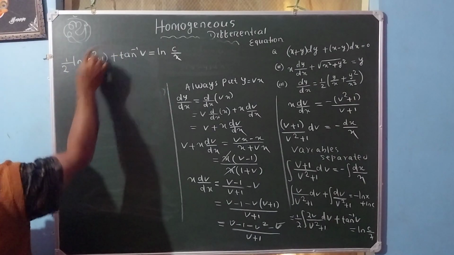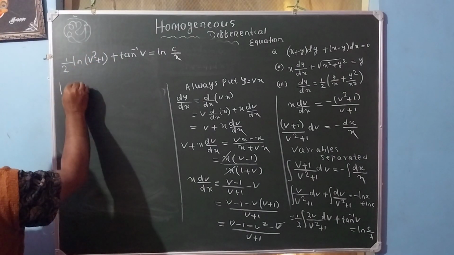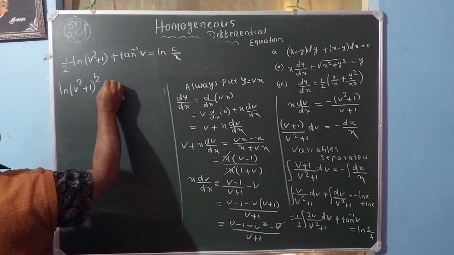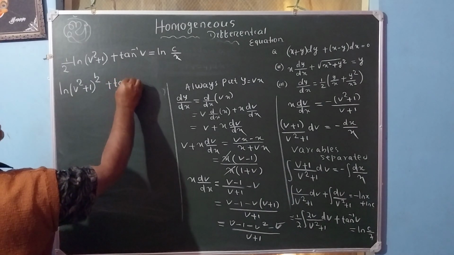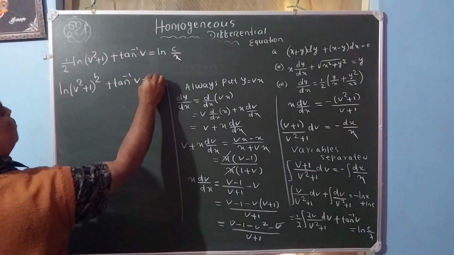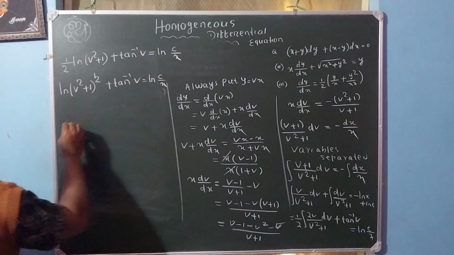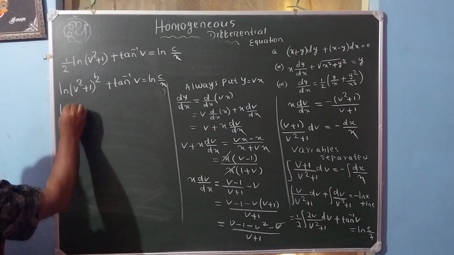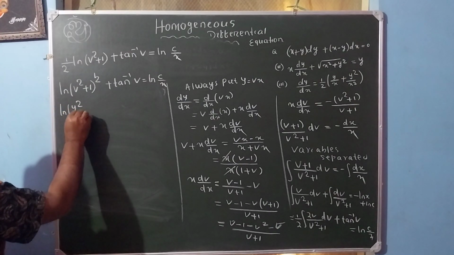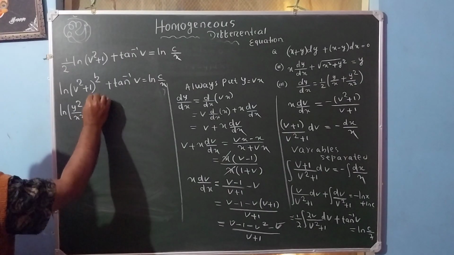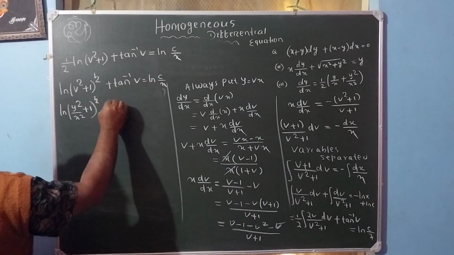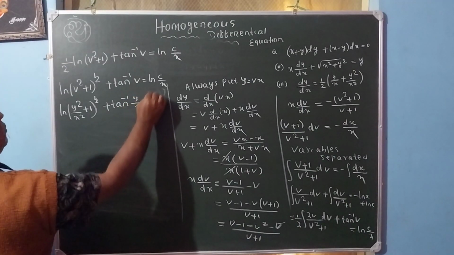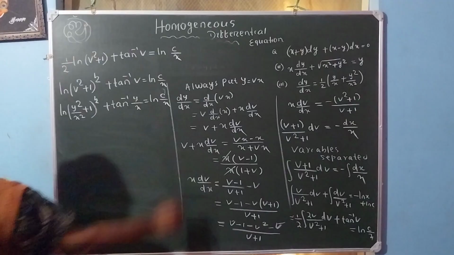1 by 2 will go to this side. ln (v square plus 1) to the power half plus tan inverse v is equal to ln c by x. Now in place of v, put y by x. ln (y square by x square plus 1) to the power half, plus tan inverse y by x is equal to ln c by x.